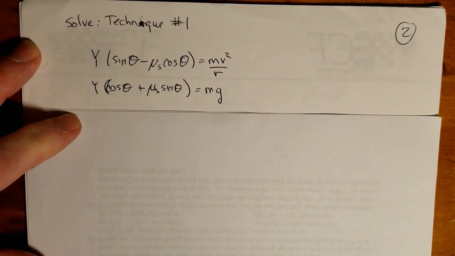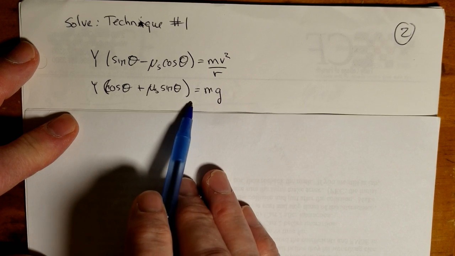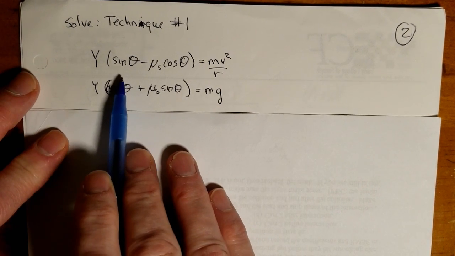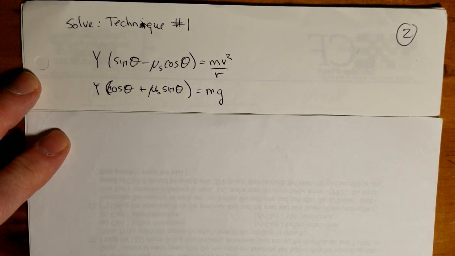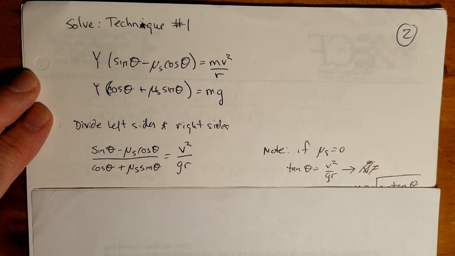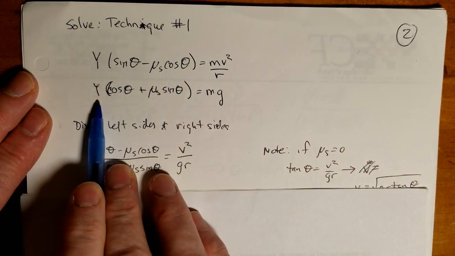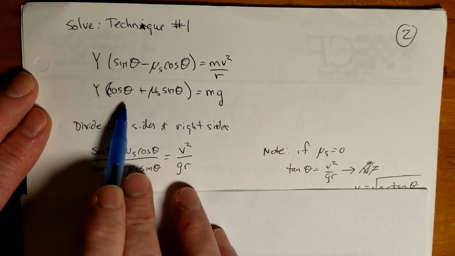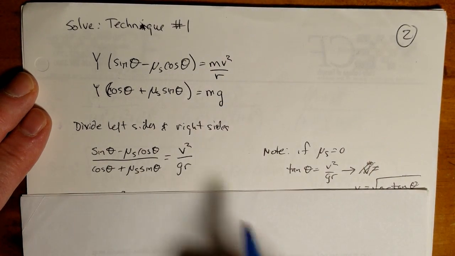I'm going to solve this two different ways. One of them is more difficult than the other, and I'm going to start out with the more difficult one. So I factor the normal force out of the two previous equations, and then I do division here to get rid of my normal forces. I'm left with basically this divided by that is equal to this divided by that. The masses cancel out. I'm left with v squared over gr.